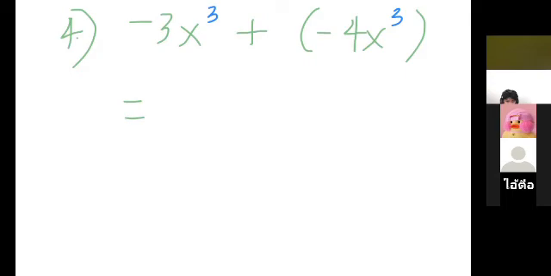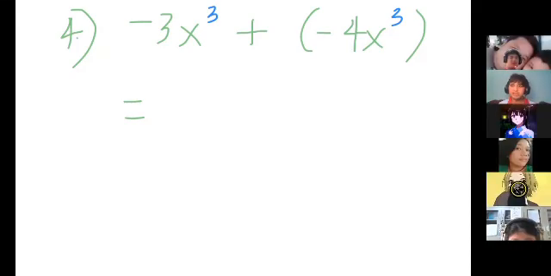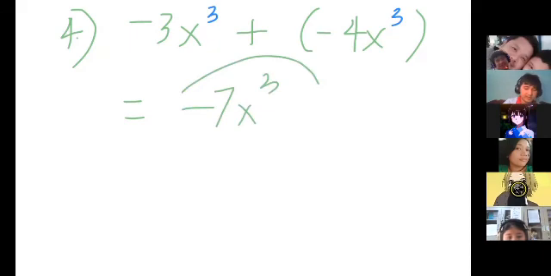Okay, I will answer. Okay, you answer. What's the answer? The 7x to... Is it positive 7? Negative 7x cubed. Yeah, that's right. So negative 7, because both are negative. Then you just add them.